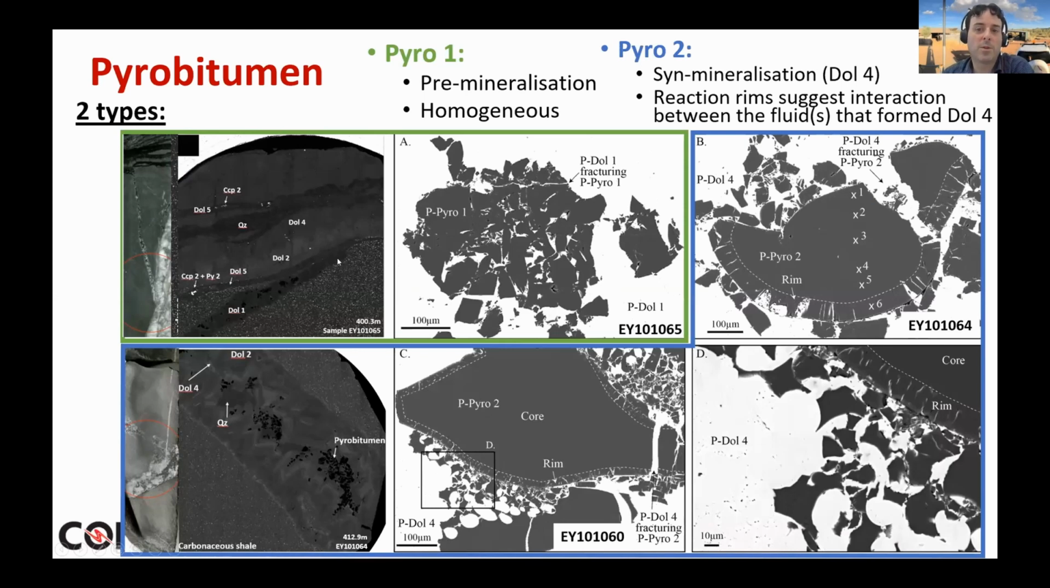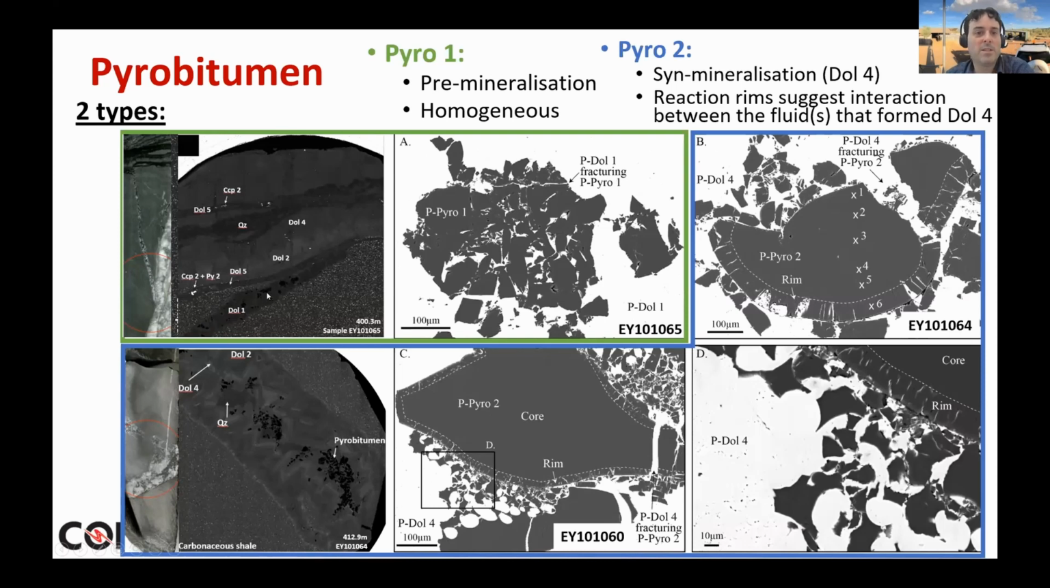So on the left side here, I'm going to focus on the green box first, which is the first generation of pyrobitumen. We found 2 generations. Basically you see these dark layers on the top left of that rock slab. And there's a vein coming from this, and it's a carbonate vein. Within that vein, there's lots of dark bits. And this is where the pyrobitumen is coming from. So it might be derived from that little layer that's coming up top there.